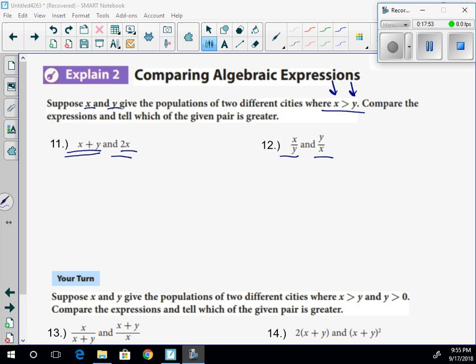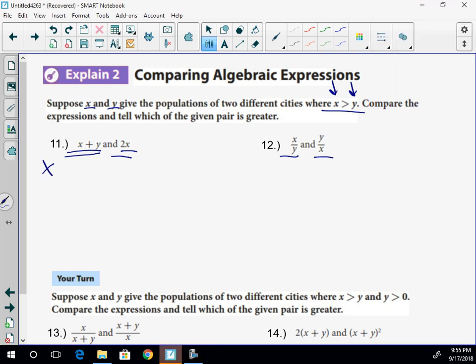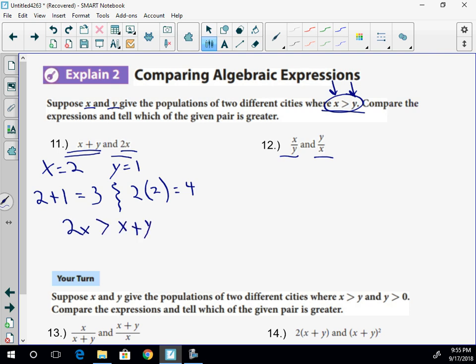All right, hopefully you've had time to go through that. Here's what I did. I'm going to say that X is equal to 2 and Y is equal to 1. I'm just going to give values that match this, right? Because X has to be greater than Y. If I do that, then I have 2 plus 1, and that's equal to 3. The other one is 2 times 2, and that's equal to 4. So according to this, 2X is greater than X plus Y.